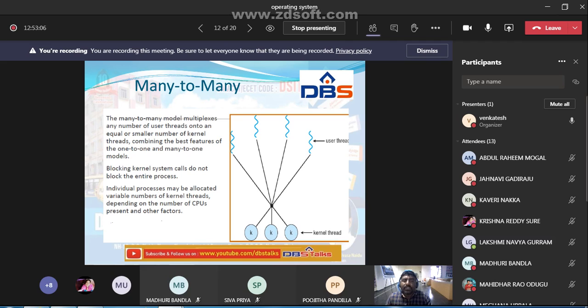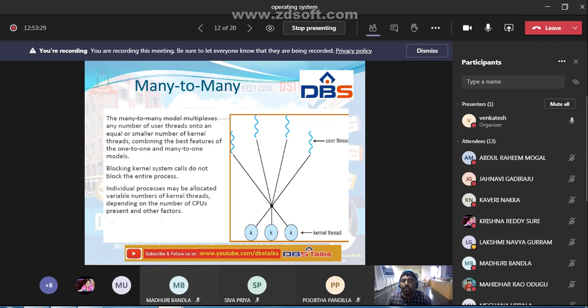That means many user threads may use many kernel threads. For example, this user thread can be executed by this kernel thread, or this one, or this one. Again, the second user thread can be executed by any one of the kernel threads. The third one is also one more user thread, which can be executed by any one of the kernel threads.